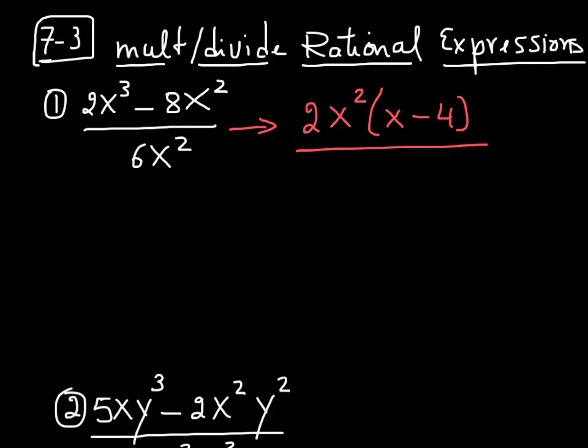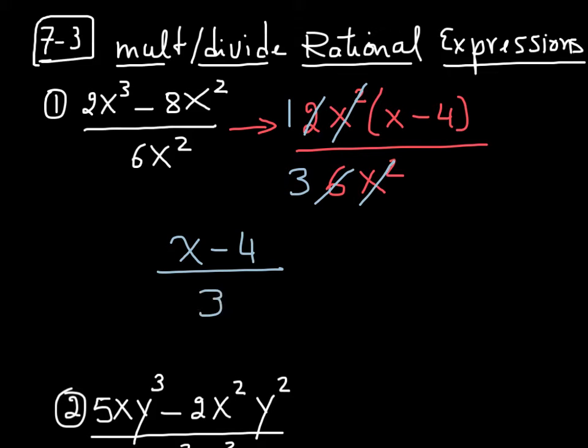In the denominator, we're going to leave it as 6x squared. And we're going to try to reduce. To reduce, the x squared and x squared cancels out. 6 and 2 cancels out into 1 and 3. Your final answer should be x minus 4 on the numerator and 3 in the denominator.